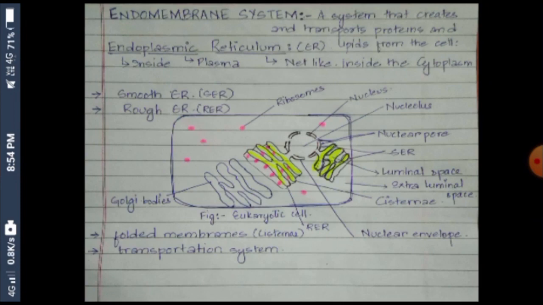Okay, since the endoplasmic reticulum is continuous with the outer membrane of the nucleus, the nucleus has some pores through which the endoplasmic reticulum is continuous. These pores are called nuclear pores. The material inside the nucleus is called the nucleolus, and yeah, this is it. Okay, these cisternae are folded membranes.